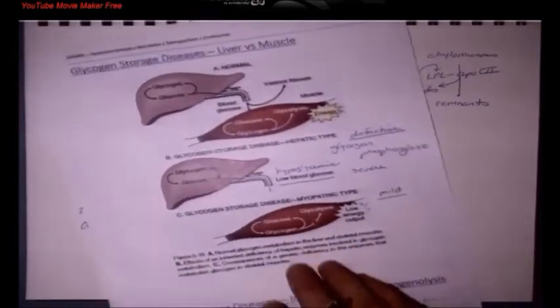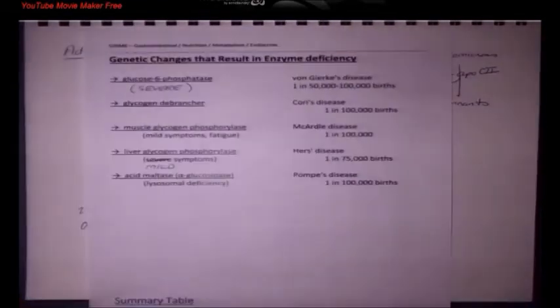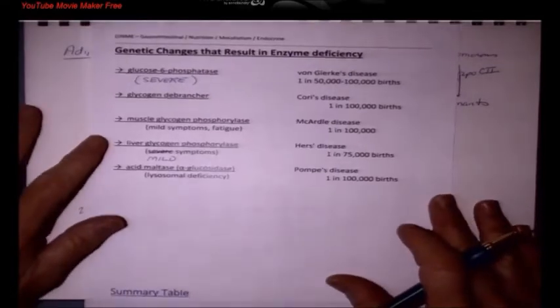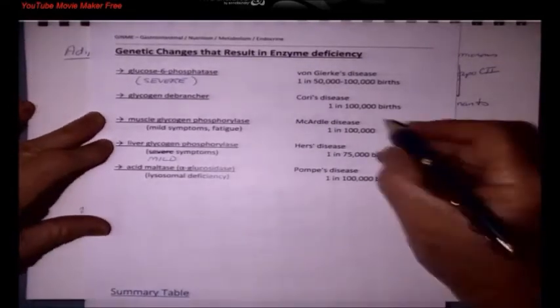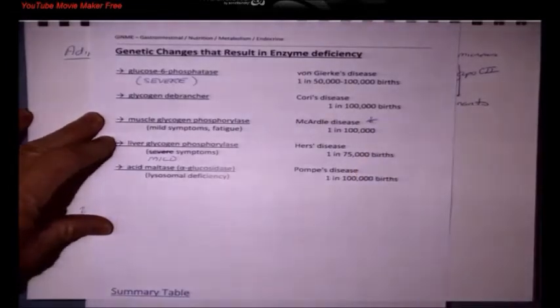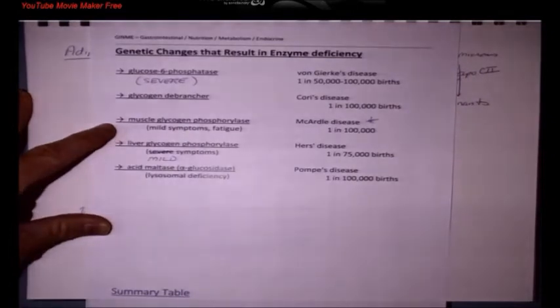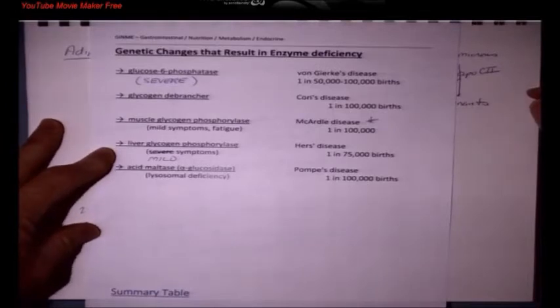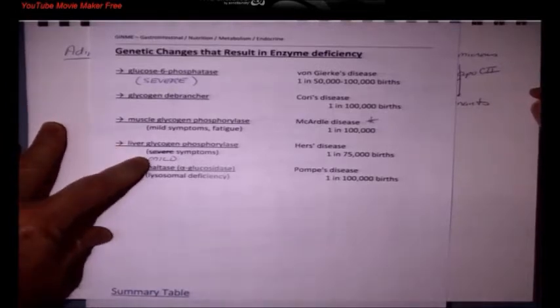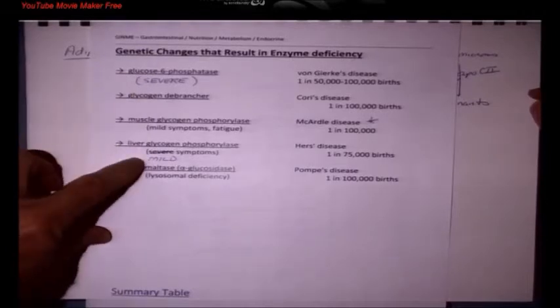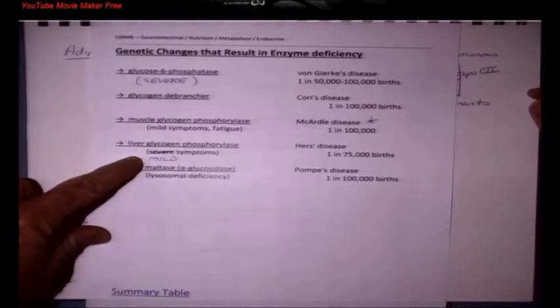Okay? So now here are some different enzyme deficiencies. Here are the two that we just talked about. McArdle's disease: these are mild symptoms, muscle glycogen phosphorylase. You can see how rare these all are. Liver glycogen phosphorylase. Mild, severe, mild. Is that mild or severe? You just said it was severe. Yeah, it's pretty severe, the hypoglycemia. I don't know why I wrote mild.